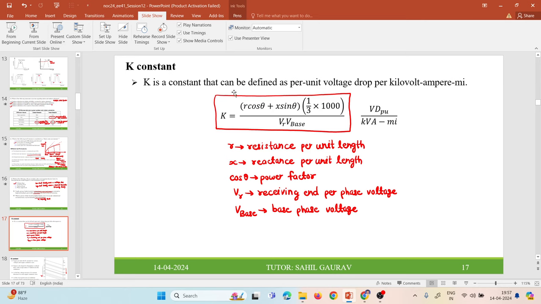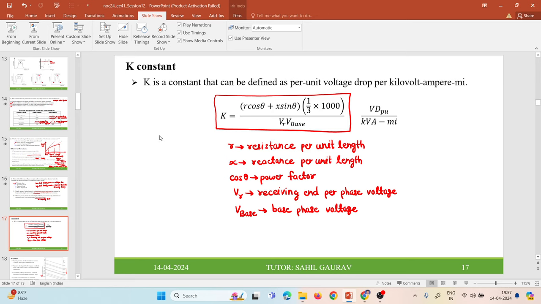How will you define this K constant? That is defined as the per unit voltage drop per kilovolt ampere mile. This is the expression for the K constant: (R cos theta plus X sin theta) into 1/3 of 1000 upon VR squared. This will give you the voltage drop per unit per kVA mile. If you multiply it with 100, you will get the percentage voltage drop per kilovolt ampere mile.